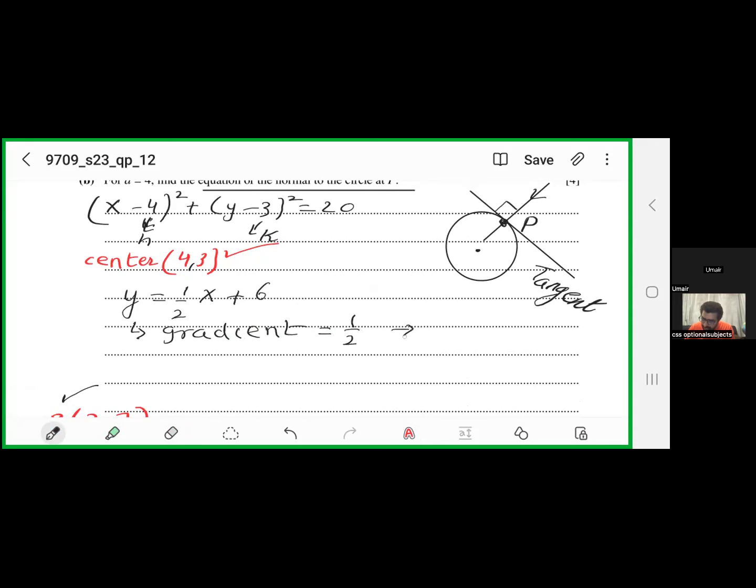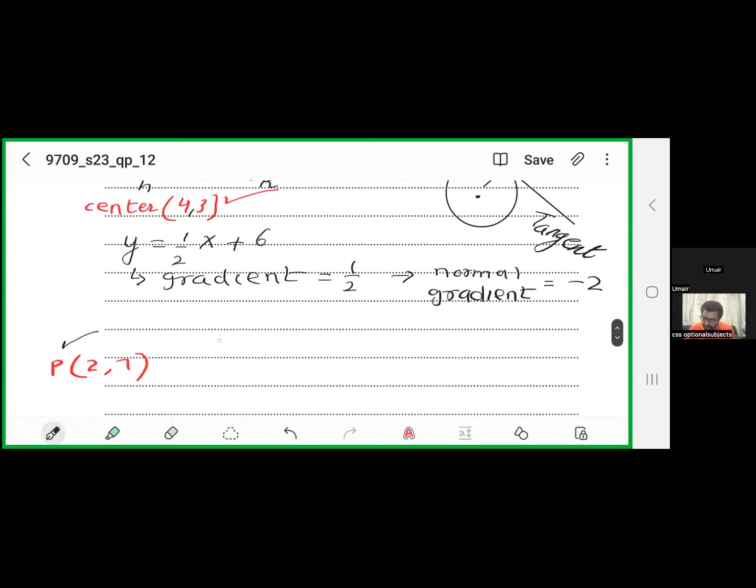So the gradient of the normal can be obtained from here, as when two lines are perpendicular, the product of their gradients is equal to -1. So the gradient of tangent, which is 1 by 2, into the gradient of normal, Gn, is equal to -1. From here, the gradient of normal will be equal to -2. This is a formula: gradient of tangent into gradient of normal is equal to -1.